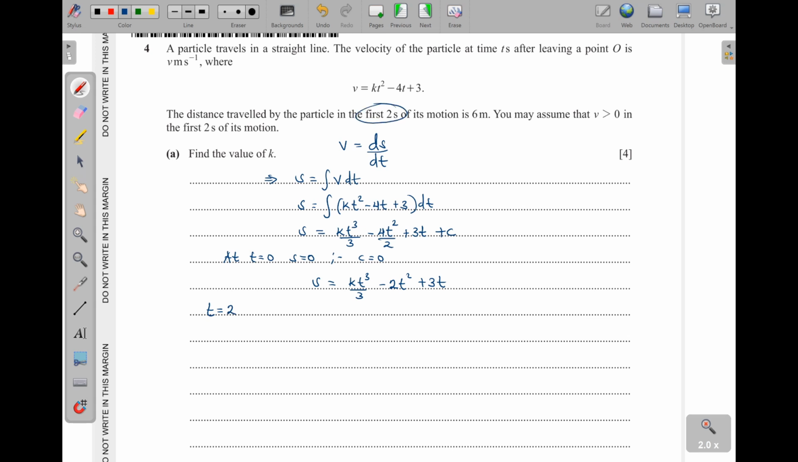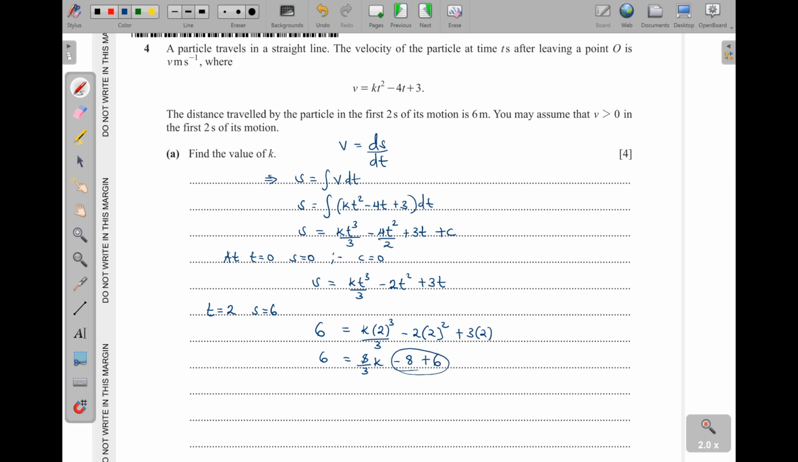At t is equal to 2, the displacement is 6. So we substitute s is equal to 6. So we shall put 6 equal to k times 2 cubed over 3, minus 2 times 2 squared, plus 3 times 2. Now what is left is to find the value of k. 2 cubed is 8, so we have 8 over 3 of k. Then minus 2 times 2 squared, which is 4 times 2, that is negative 8. Then this one is 6.